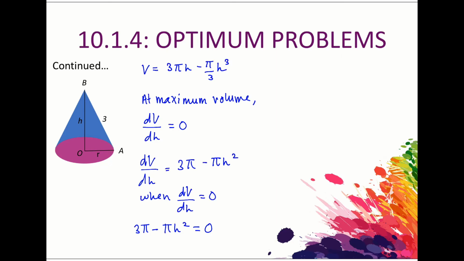then pi h squared is equal to 3 pi, so h squared is equal to 3, so h is equal to square root of 3. Note that we only take the positive value here, since h is the height. So h is equal to the square root of 3.